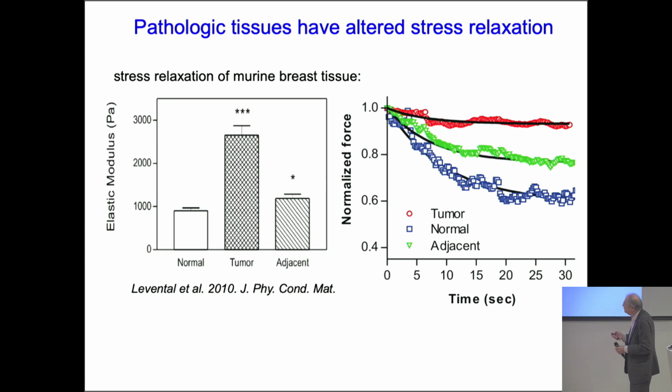But it turns out that if you measure the elastic part, there's a little bit of difference between the marginal area and the normal tissue. But if you look at the viscous part, the dissipative part, there's a much bigger difference. So for example, if you deform a normal tissue, in blue, if you just push on it, the resisting force decays slowly over time, over 10 or 15 seconds.